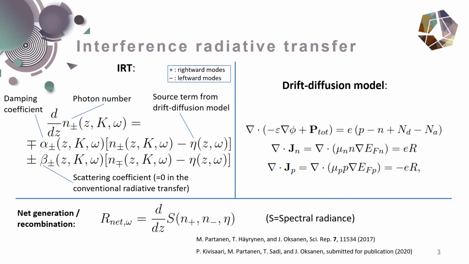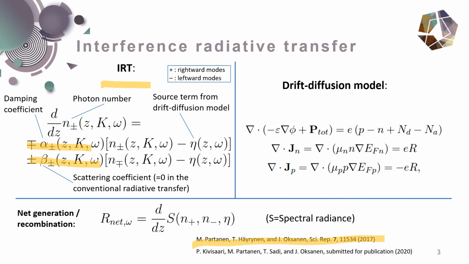On the left here, we have the interference extended radiative transfer equation that was introduced in this paper. This equation looks a bit like the conventional radiative transfer equation, but through these separately calculated damping and scattering coefficients that depend on position, direction, and frequency, this equation actually provides a rigorous solution to Maxwell's equations in planar devices.